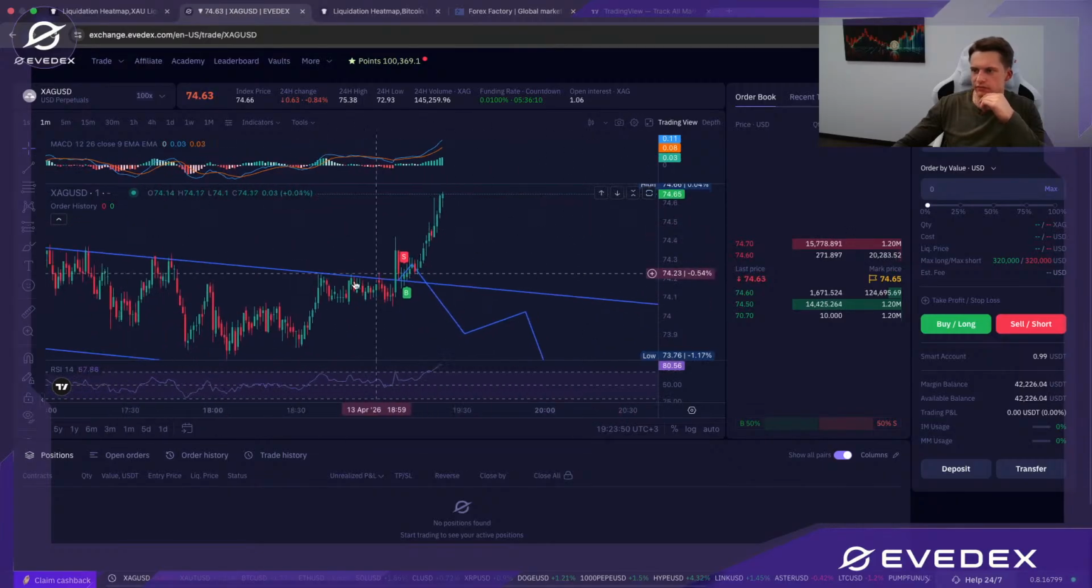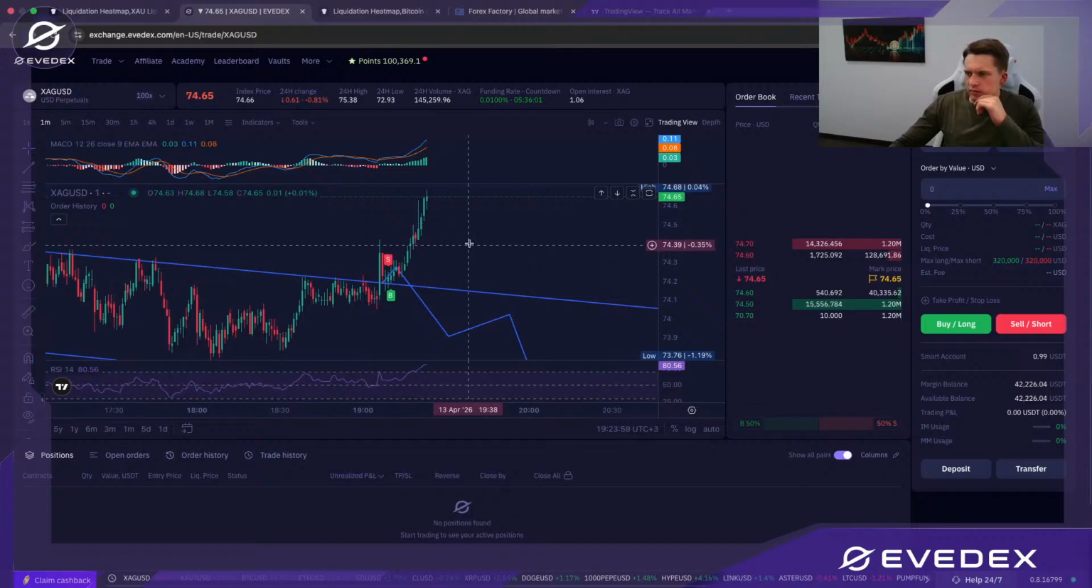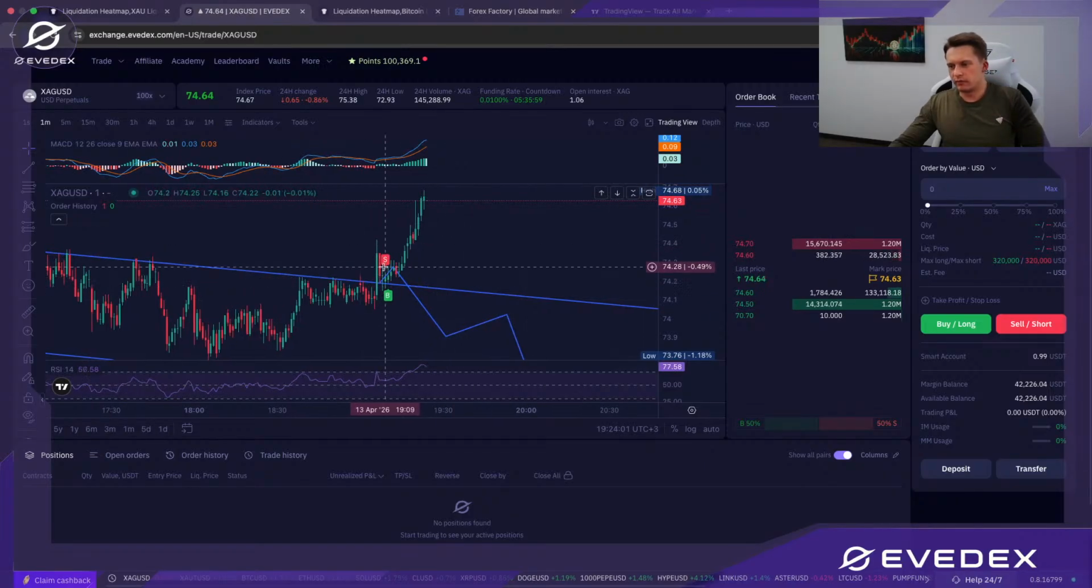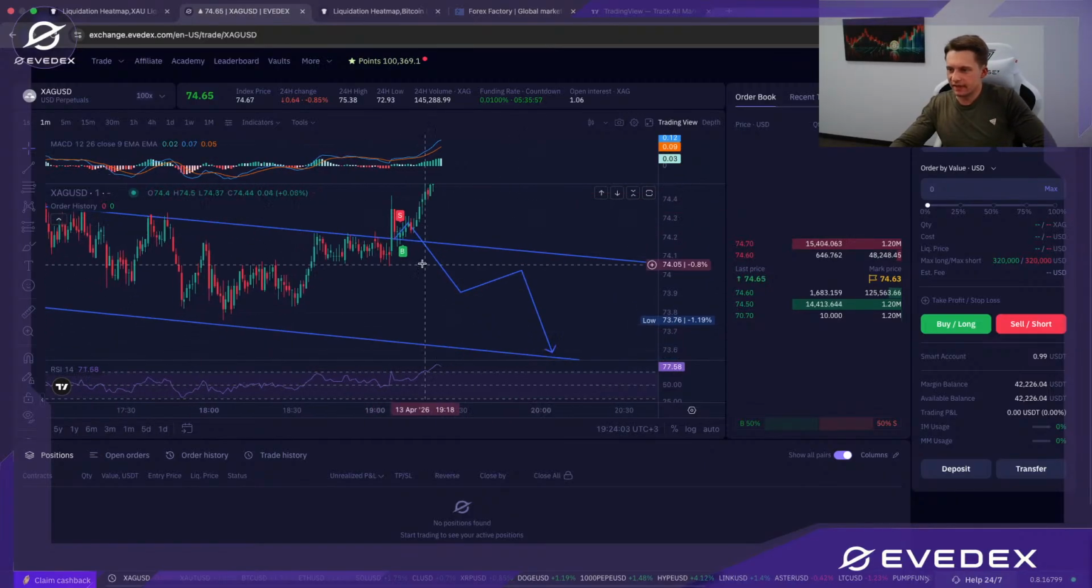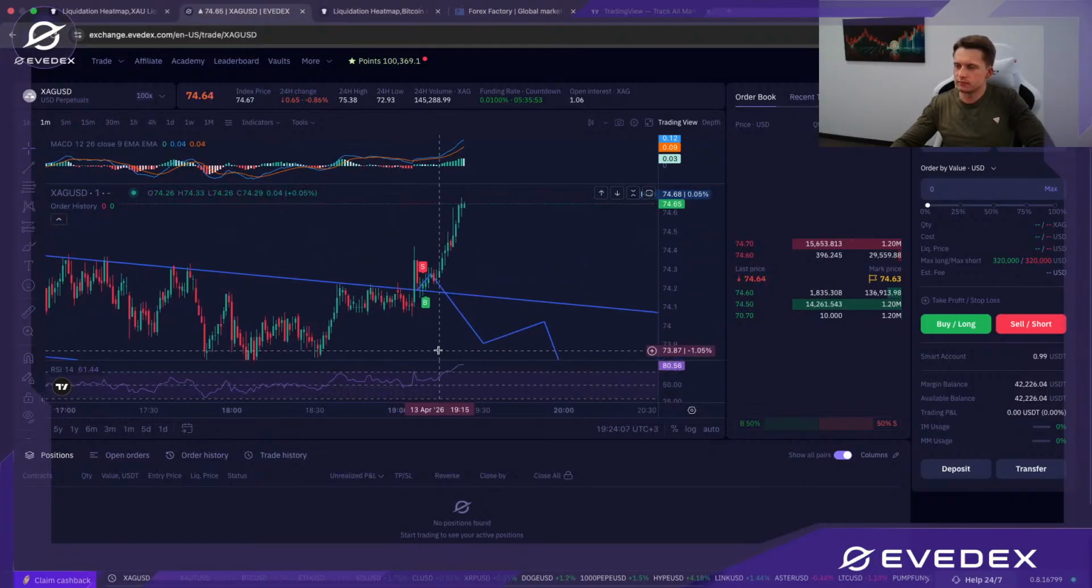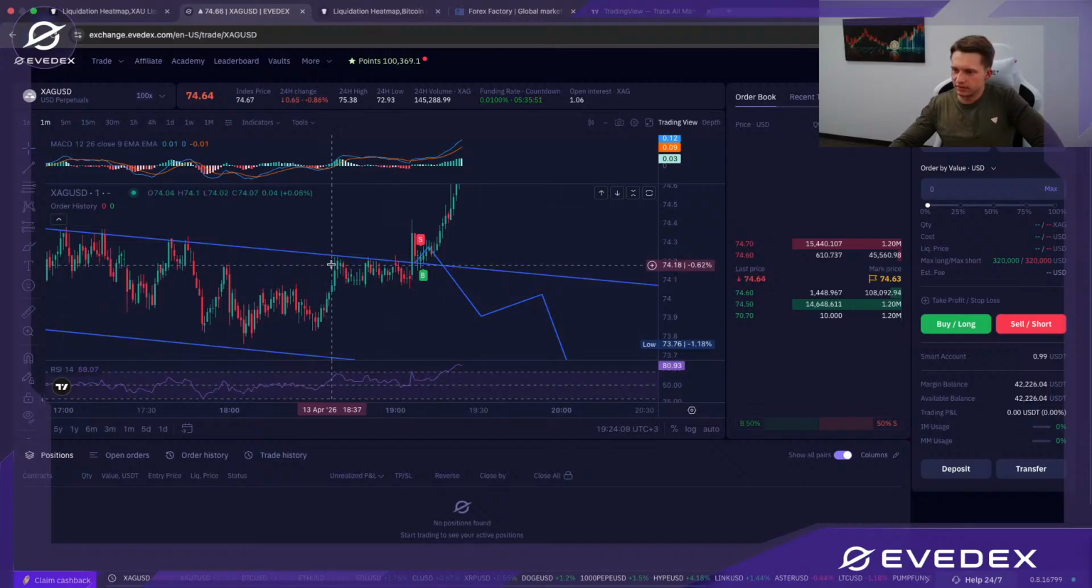You see silver's broken through that structure as well. I believe we did take a short position here, expecting that price to come bearish. But you can see silver has broken through the structure, whereas gold has only come back into the key level that it was previously in.